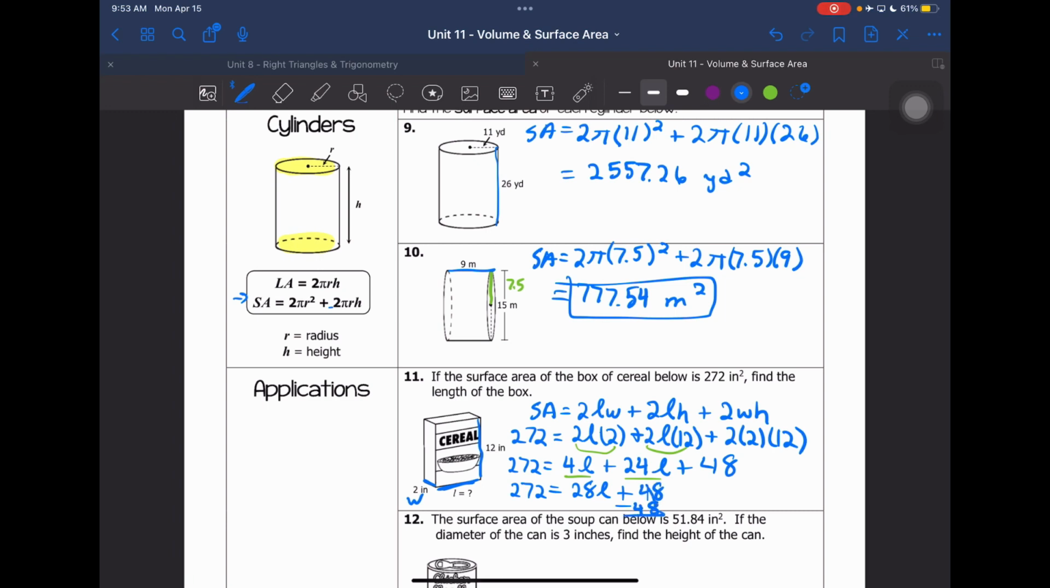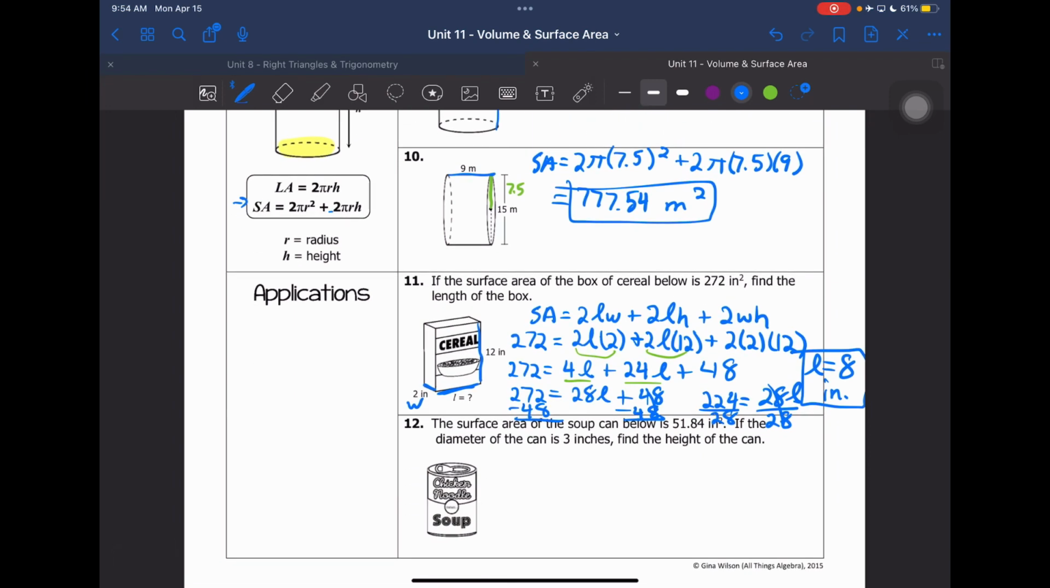And then we subtract this 48 from the 272. 272 minus 48 is 224. And that's equal to 28L. Then the last step would be to divide that by 28. And that would give us whatever our length is. 224 divided by 28 is 8. And then our units are inches. So this would be our length.